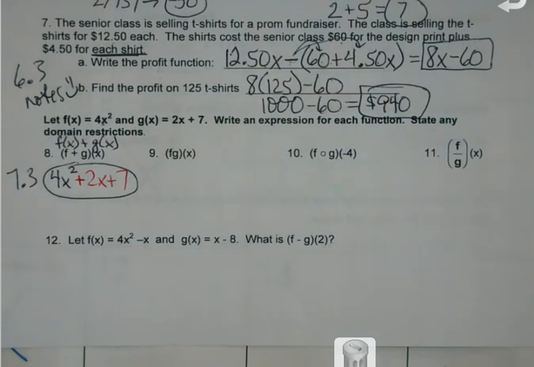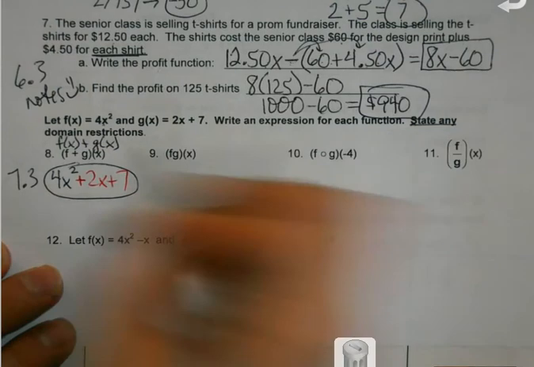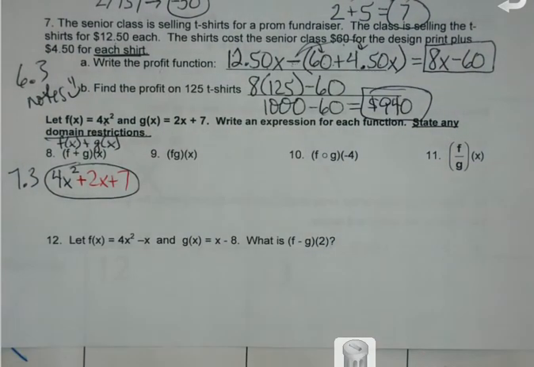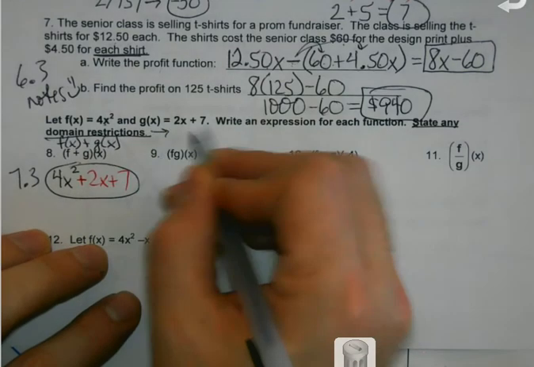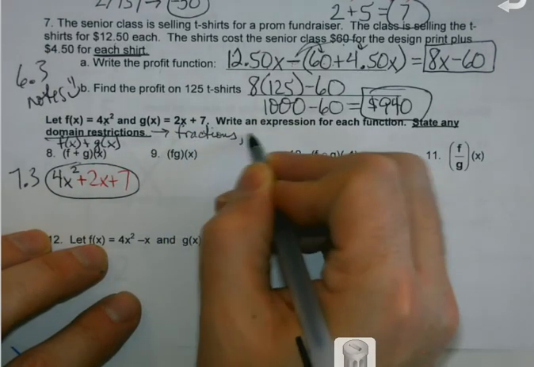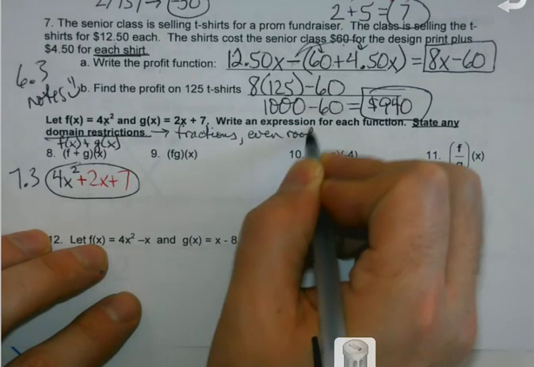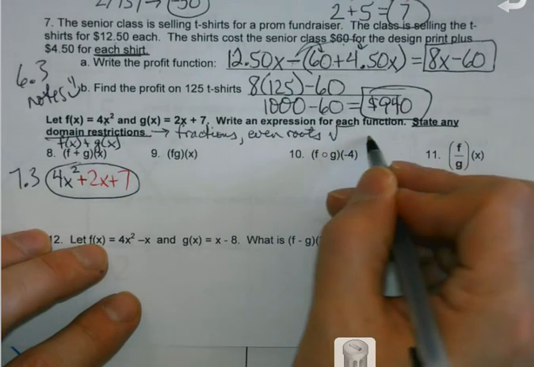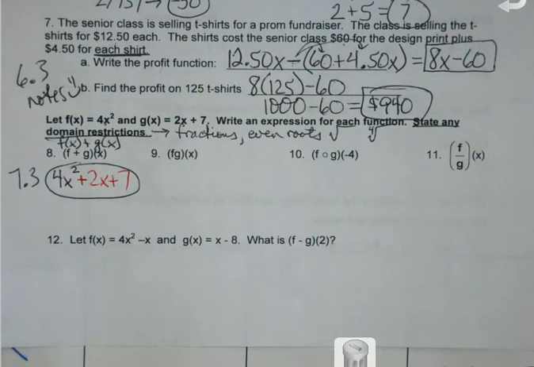And I will make mention of this at the start of this. When it says state any domain restrictions, remember, there's two problems: fractions and even roots, like a square root or a fourth root or something like that. All the other times, there's not going to be any domain restrictions, so you're not going to even have to write anything or worry about it. But those two things you just want to keep in the back of your mind just in case one of them happens to pop up.